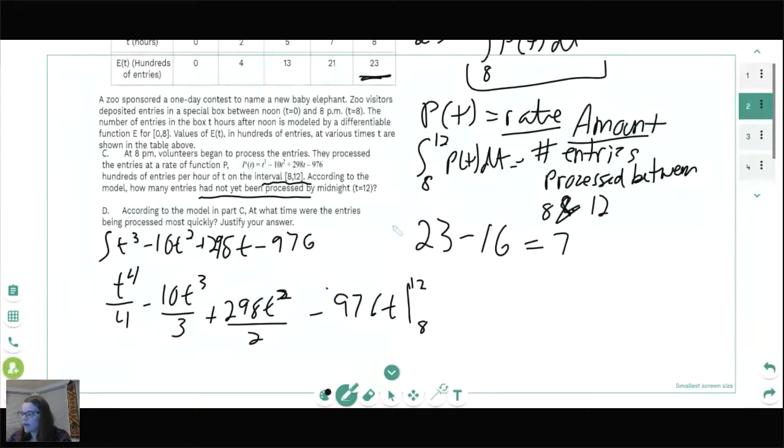So I got 7. When you plug this in, you should end up with 16. But since this is a calculator question, we don't really need to do it out by hand. And so 23 minus 16, we get 7. But what does that mean? What does that 7 mean?